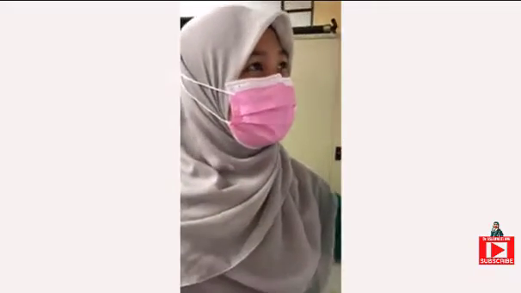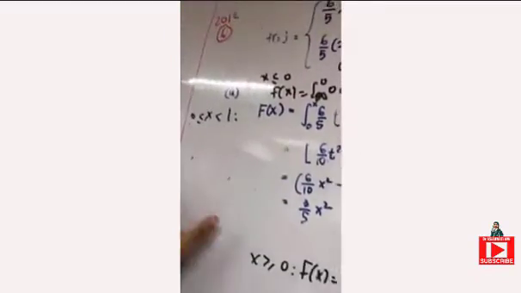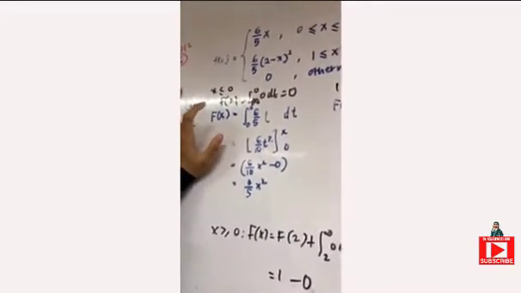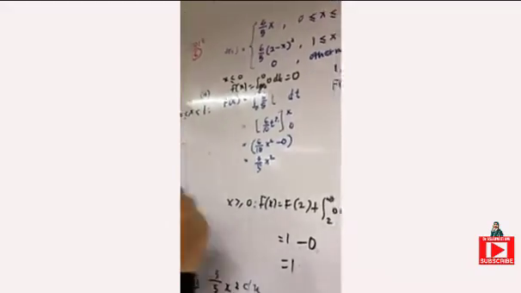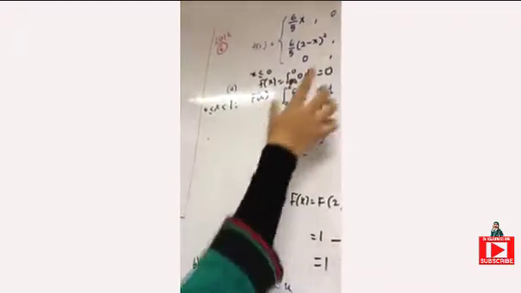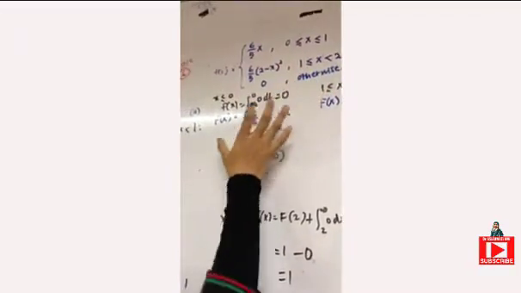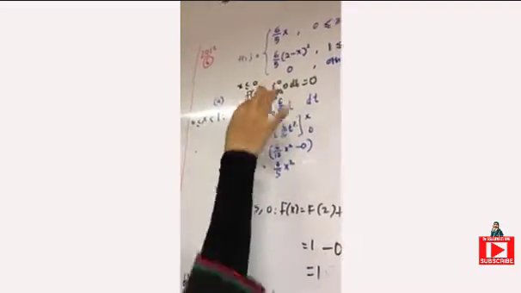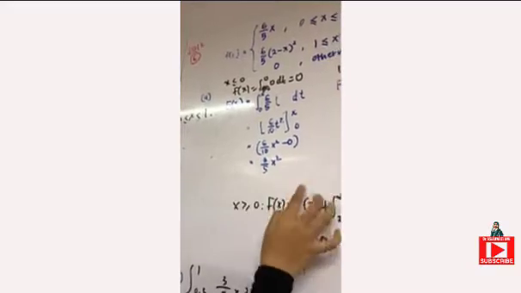Soalan A dia nak cumulative distribution. So kita start dengan X lagi kecil atau sama dengan kosong. So kita akan dapat kosong. Okay, itu yang first. Second, kita akan ambil equation ni dan kita integrate 0 to X, dan lepas tu kita akan dapat 3/5 X square.